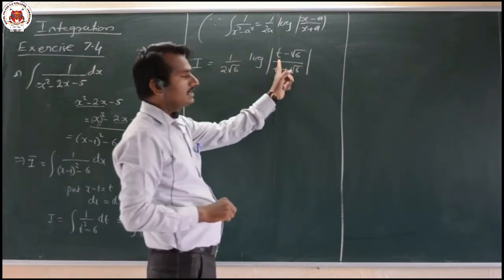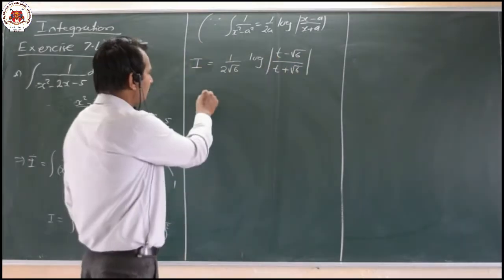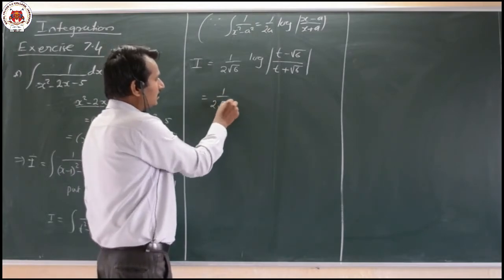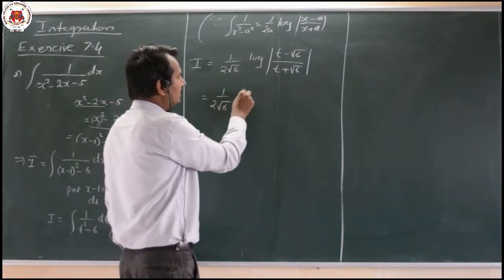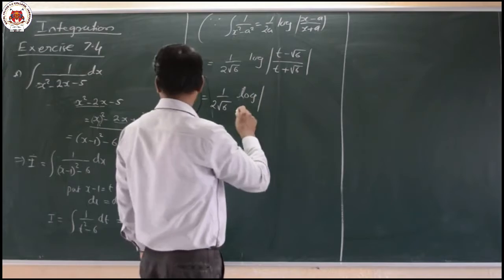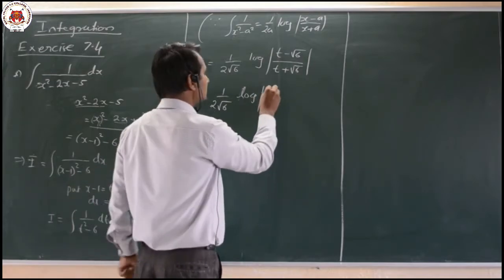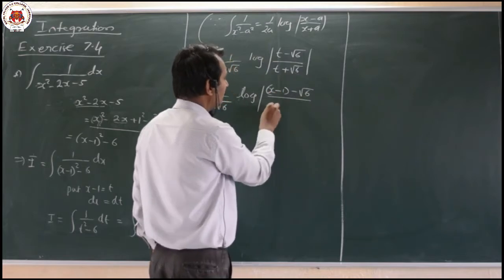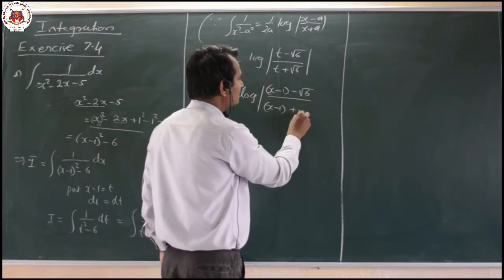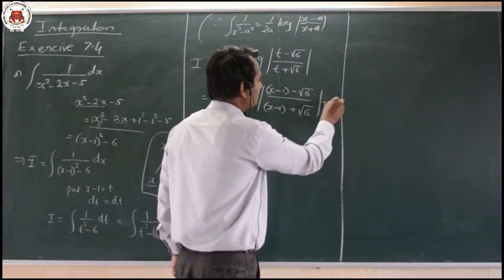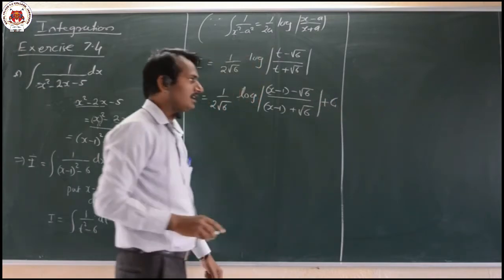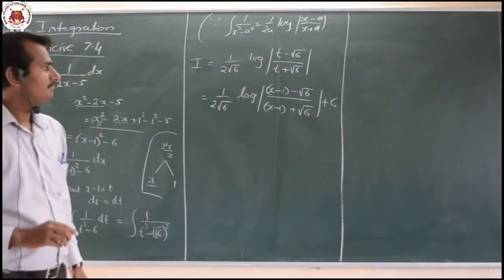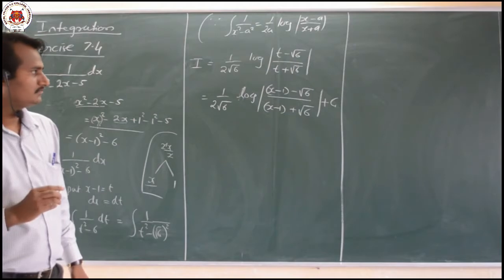Now what is that t? We shall substitute it in the last step, which is equal to 1 by 2 root 6 log of t. What is the value for t? That is x minus 1. So it is log of x minus 1 minus root 6, whole divided by x minus 1 plus root 6, plus an integral constant c. That is the required result. Very simple and easy example.